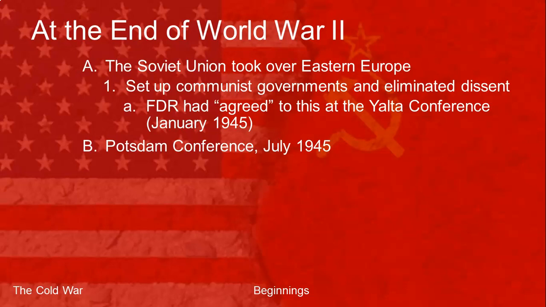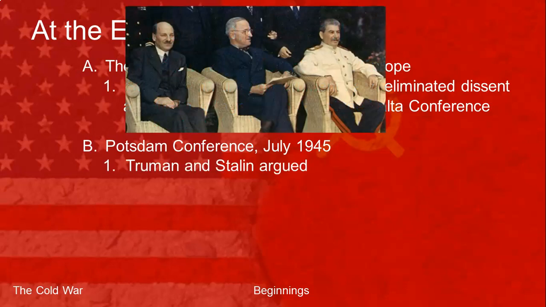So by the time you get to July of 1945, you have another conference at the end of World War II, which we talked about in the World War II notes. The Potsdam Conference. FDR is gone. Churchill is gone. This man right here is Clement Attlee. He replaced Churchill as prime minister after World War II. We don't care about him. The only people we care about at the Potsdam Conference are Truman and Joseph Stalin. And they argue at the Potsdam Conference. They don't trust each other.